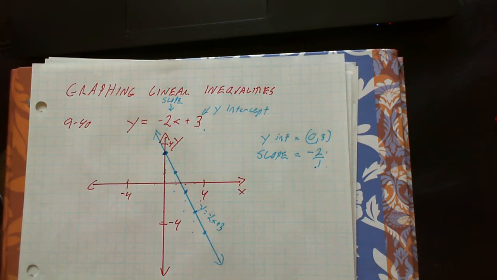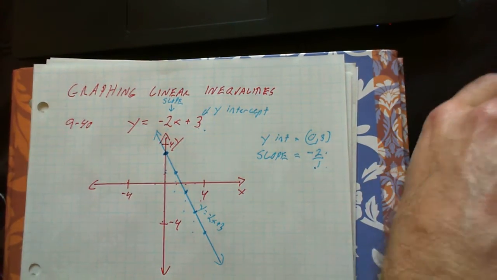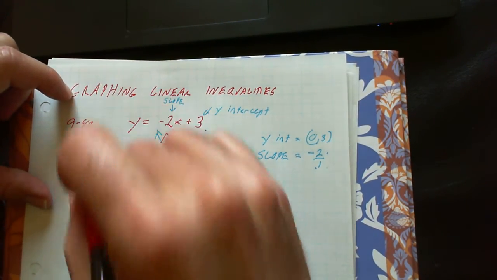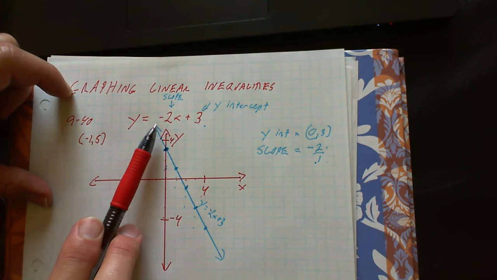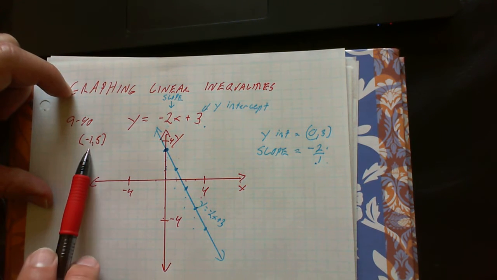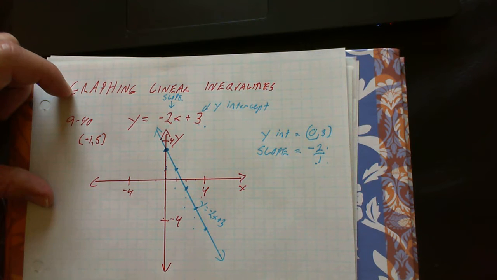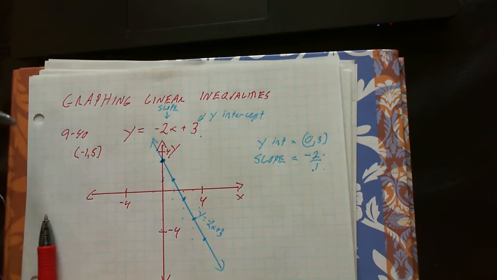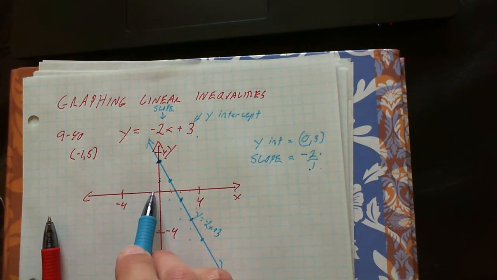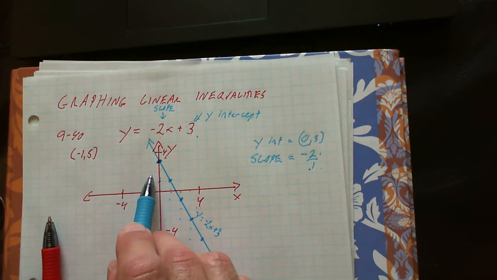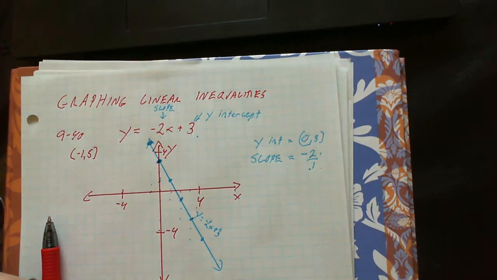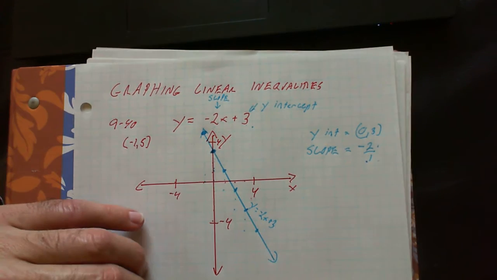The book asks, of this line, is the point (-1, 5) part of my solution for this line? Is (-1, 5) part of my solution? Two ways we can tell this. Let's figure out where (-1, 5) is. It would be backwards 1 and then up 5. 1, 2, 3, 4, 5. Look at that. It goes right on the line. So yes, that would be part of the solution.